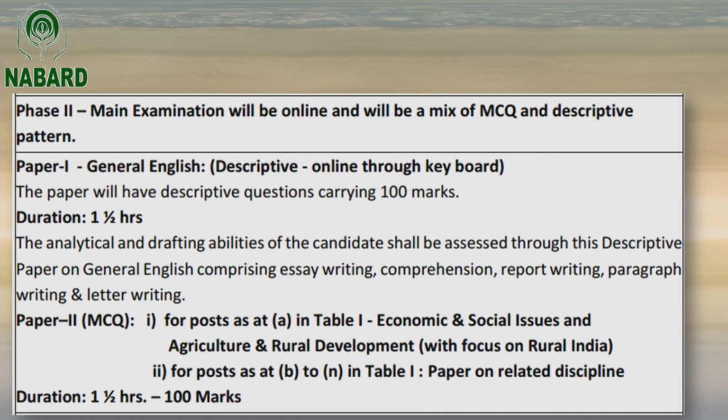The analytical and drafting abilities of the candidate shall be assessed through the descriptive paper on general English comprising essay writing, comprehension, report writing, paragraph writing and letter writing. Paper 2, that is MCQ, a mix of multiple choice questions. For the post at A in table 1, it covers economic and social issues and agricultural and rural development with focus on rural India. For the post at B in table 1, it is a paper on the related discipline. Duration will be 1.5 hours of 100 marks.